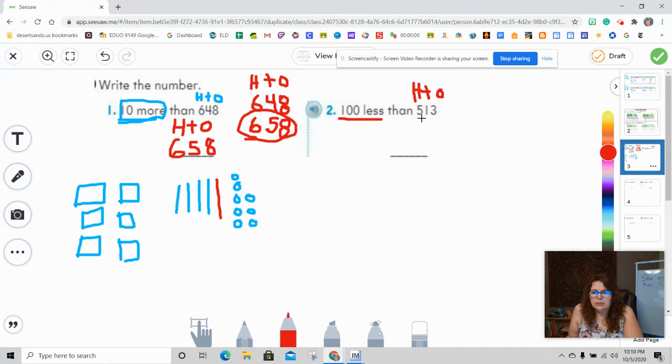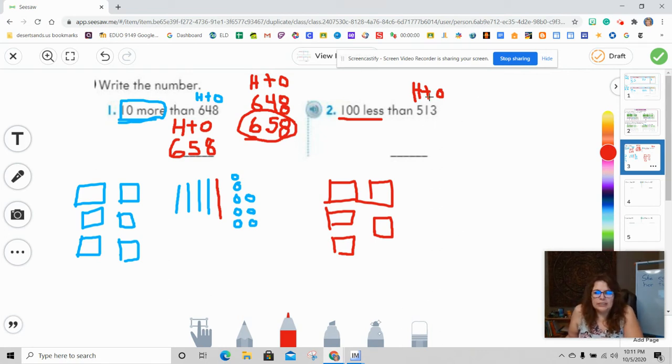That means I'm drawing 5 hundreds. That means 5 squares. 1, 2, 3, 4, and 5. They don't have to be perfect as long as they look like squares.